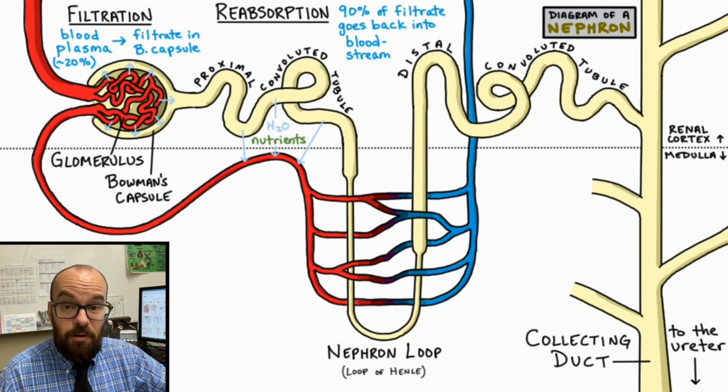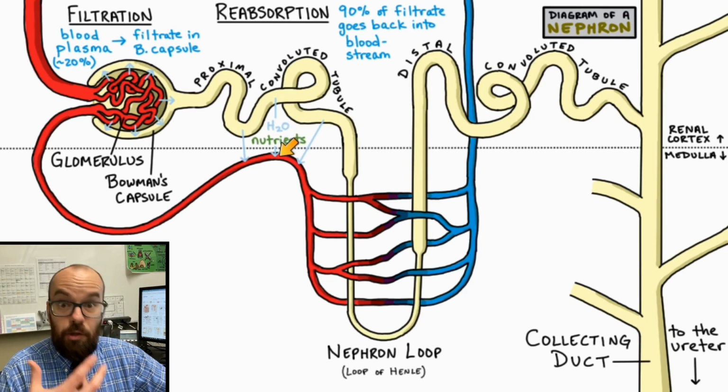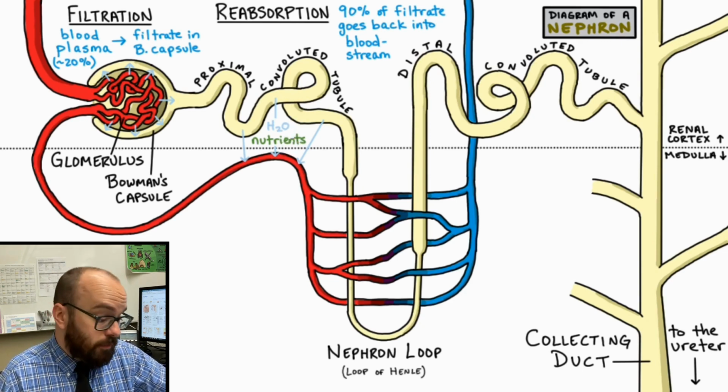And a lot of the important nutrients that we need, such as sugars and vitamins and stuff, are going to diffuse out of the proximal convoluted tubule into the blood vessels again so that we don't urinate out all of that good stuff that we need in our bloodstream. Okay, so about 2/3 of the water and most of the nutrients have been reabsorbed back into our artery here.